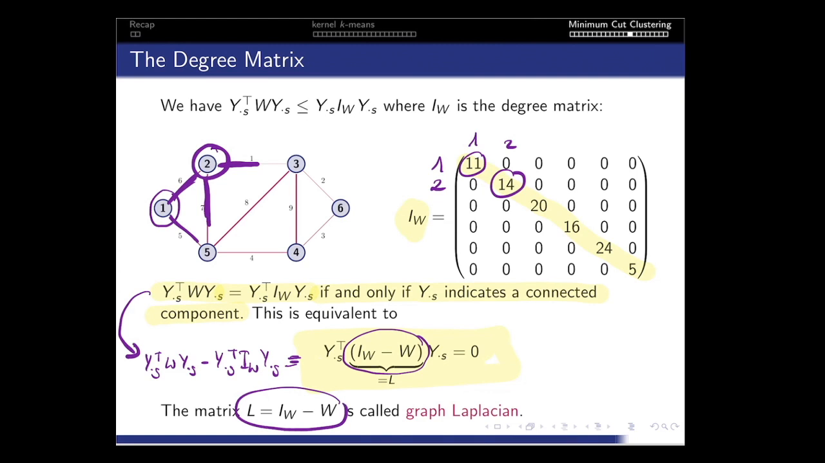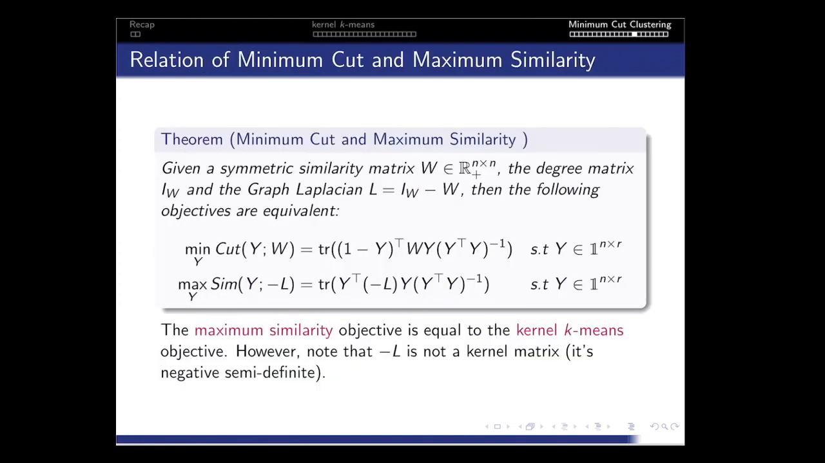Another thing which is interesting for the graph Laplacian is that it enables us to conclude an equivalence between the minimum cut and the maximum similarity clustering objectives. So actually minimum cut and maximum similarity objectives are the same, only on different adjacency matrices. So given a symmetric similarity matrix W, our degree matrix IW, and the graph Laplacian, then the following objectives are equivalent. The minimization of the cut from our similarity matrix W is equal to maximizing the similarity on the negative graph Laplacian.